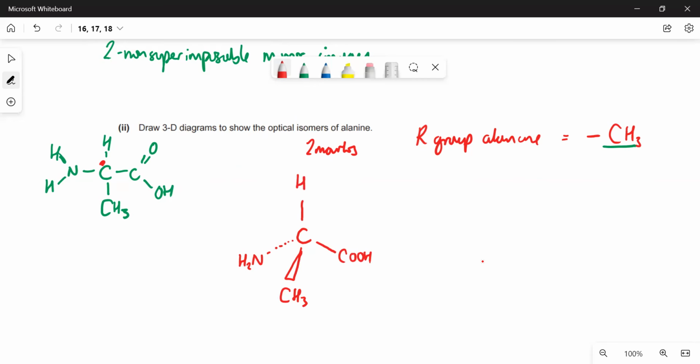Okay, so that's one there, and we need to draw a mirror image of that. So if we draw, there's our imaginary mirror. We're just going to draw the mirror image of that. So this time we're going to have the carboxylic acid there, the methyl there, the NH2 there, and the hydrogen there. And those two are not the same as each other. They're mirror images and they're non-superimposable.